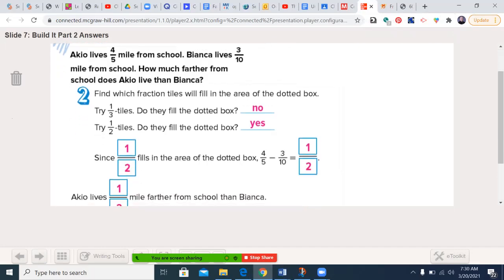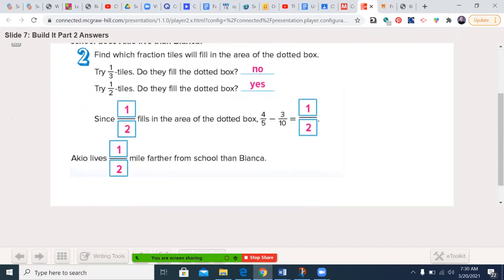Did the 1/3 tiles fill the box? No. Did the half tiles? Yes. Since 1/2, and that's that tile there, fills in the area of the dotted box, 4/5 minus 3/10 equals 1/2. Akio lives 1/2 mile farther from school than Bianca. So take a moment and fill that in.